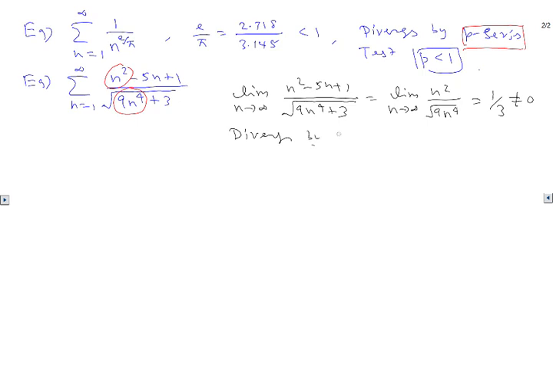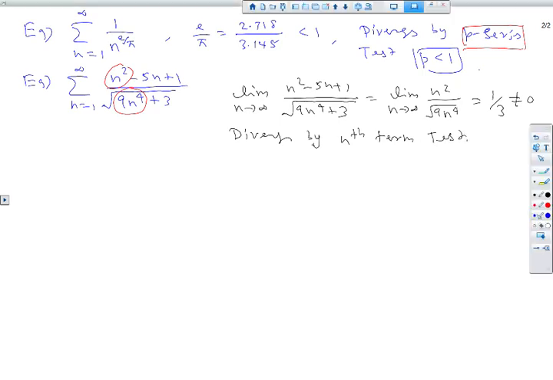by the nth term test. Okay. Diverge by the nth term test. The next example.